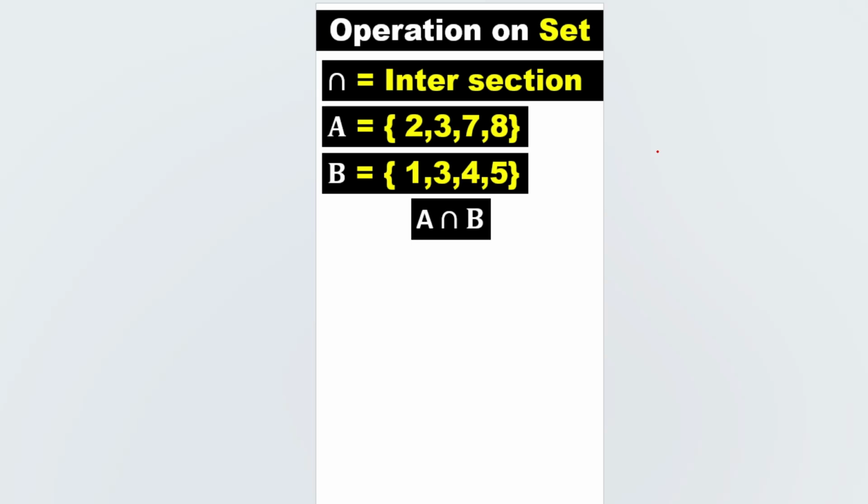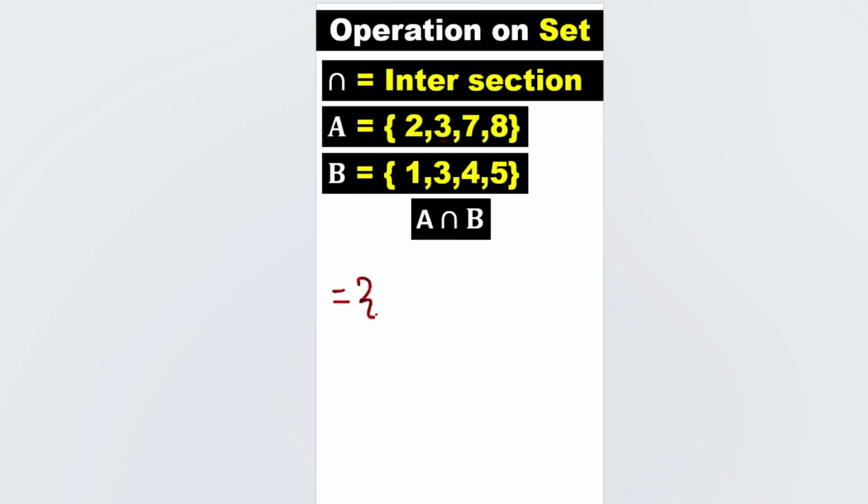Operation on set, we will discuss intersection. Intersection means we keep only the common things from two sets. Here is set A {2, 3, 7, 8}, set B {1, 3, 4, 5}. So what will be common? Here only 3 is common. So we can write like this.